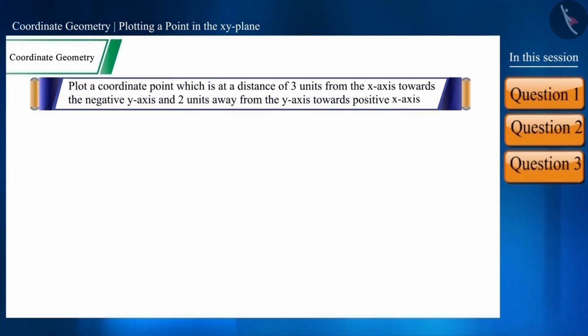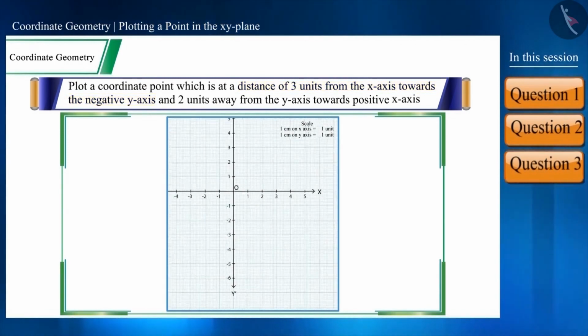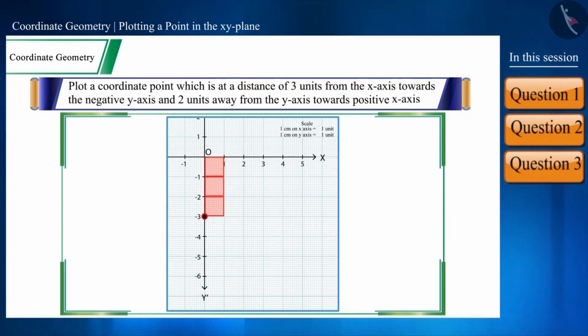The first line says that the point is at a distance of 3 units from the x-axis to the negative y-axis. That is, -3 on the y-axis. And from the y-axis towards positive x-axis at a distance of 2 units, that is, 2 units from -3 on the y-axis to the positive x-axis, that is, it is in the 4th quadrant.